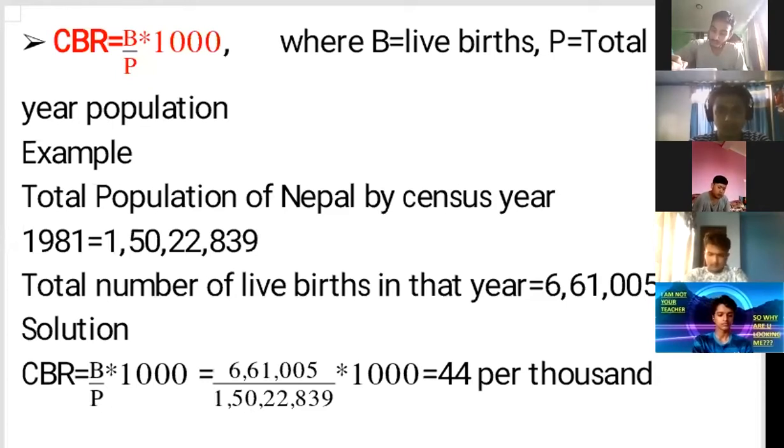Once again, I want to repeat the formula of the CBR. You can see the page on the screen. B by P. B, that's the total birth. The meaning is given on the side, where B equals birth and P means total mid-year population, multiplied by 1000 to calculate CBR.